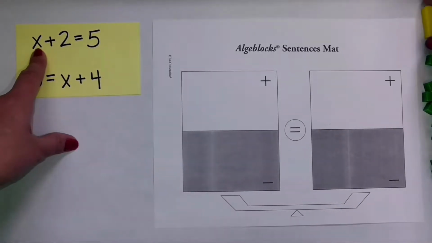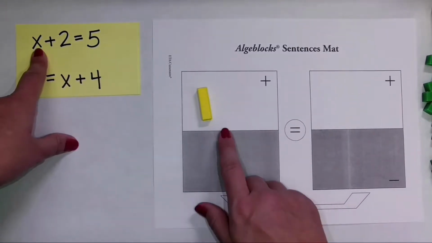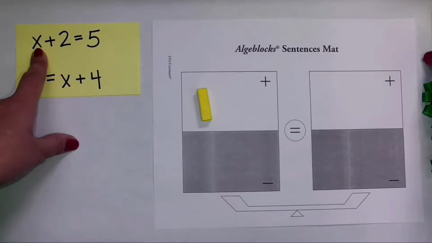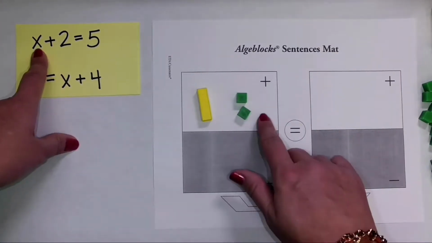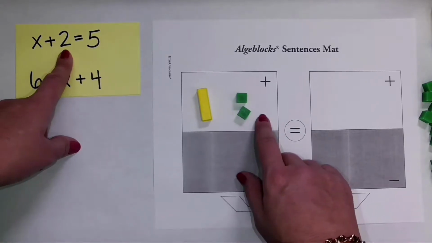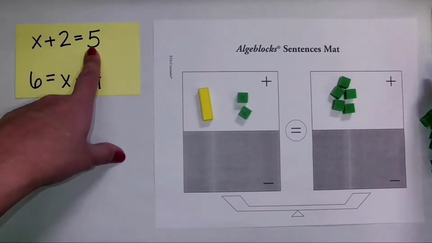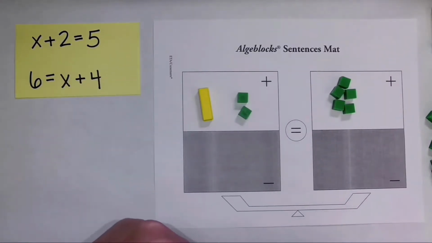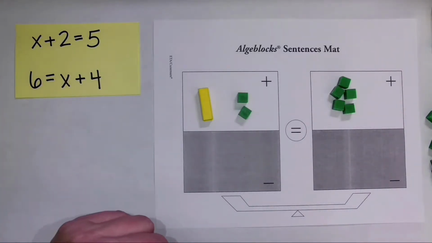I start with x, and that x is positive, so I'm going to place it here in the positive part of the left side of the equal sign. And we add 2. That's my constant, and it's also positive, so I place it here in the positive part. Then that equals 5, so I'm going to place 5 cubes over there. If I look at this as a teacher, I can walk around and see each student has x plus 2 equals 5 set up with their manipulatives.